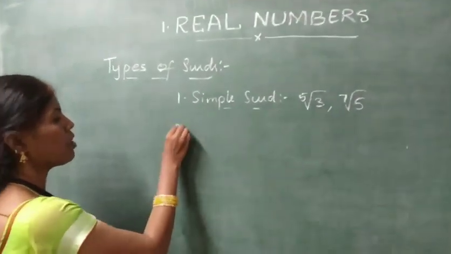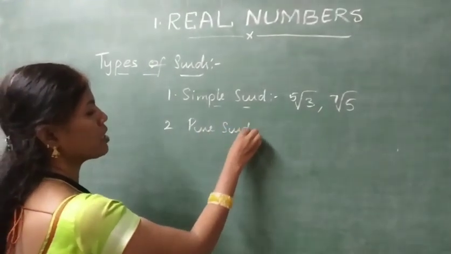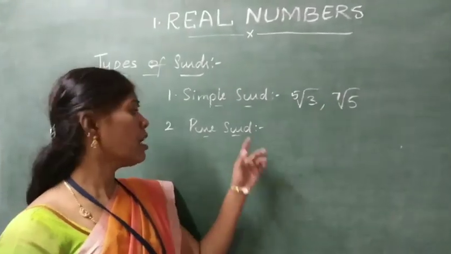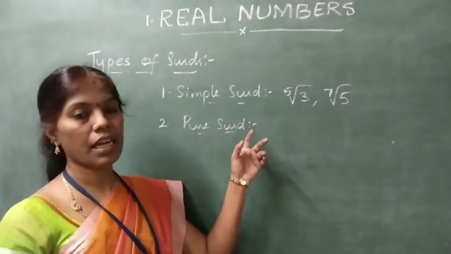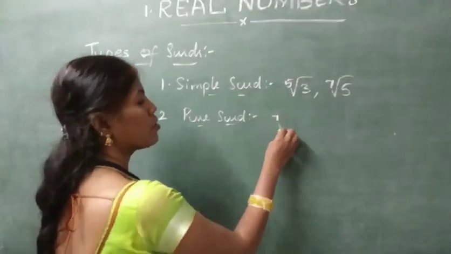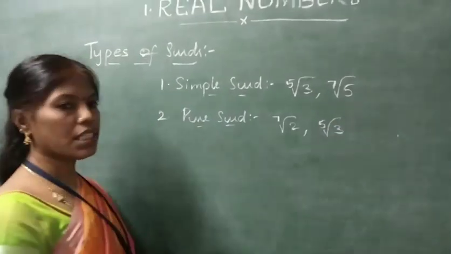Next is the pure surd. What is meant by a pure surd? A pure surd is a surd having a completely irrational number, a completely whole irrational number. So here 7th root 2 and 5th root 3 are pure surds.